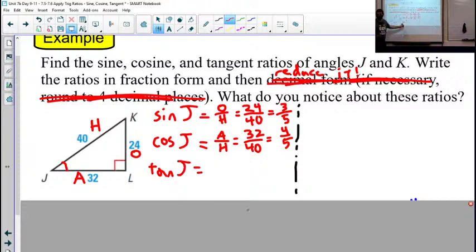Finally, tangent. Tangent of our angle, which is J, equals opposite over adjacent. Again, opposite goes on top, adjacent goes on the bottom. So opposite's going on top, that's 24. Adjacent goes on the bottom, that's going to be 32.